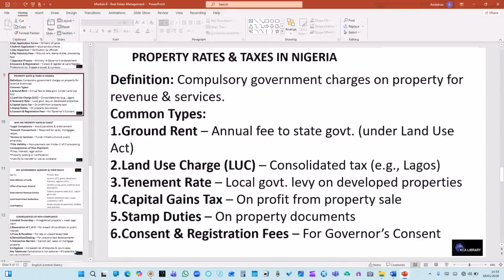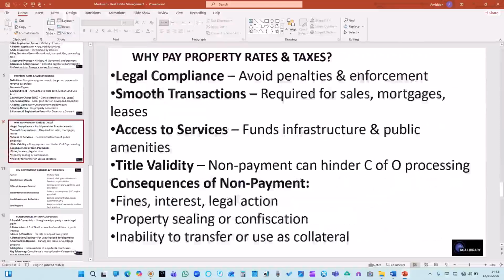Now we have stamp duties, which is a payment made on property documentation such as C of O, a deed of assignment, and so on and so forth. Then number six, we have consent and registration fee, which is a fee payment for governor's consent. So these are some of the rates and taxes that are prevalent in Nigeria.